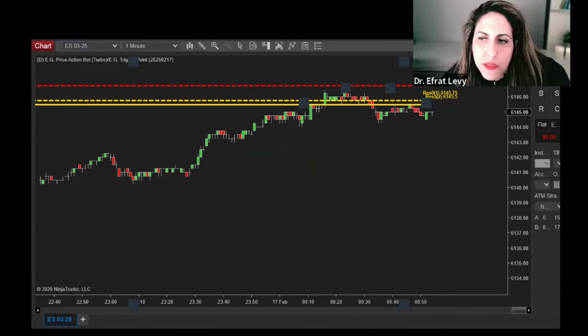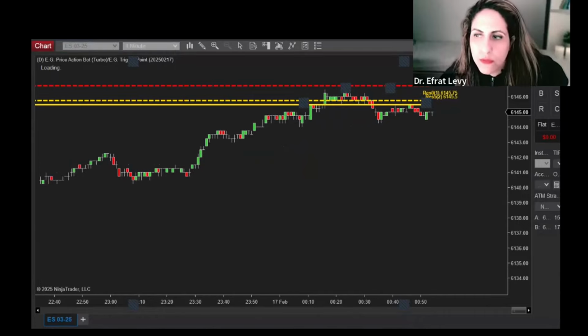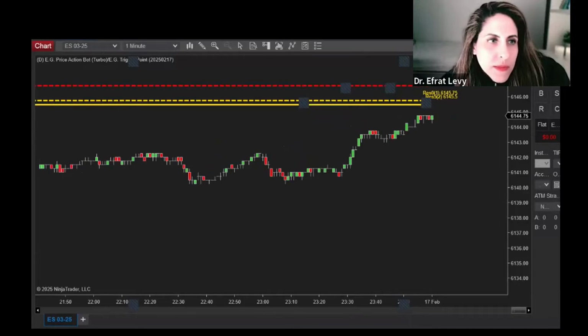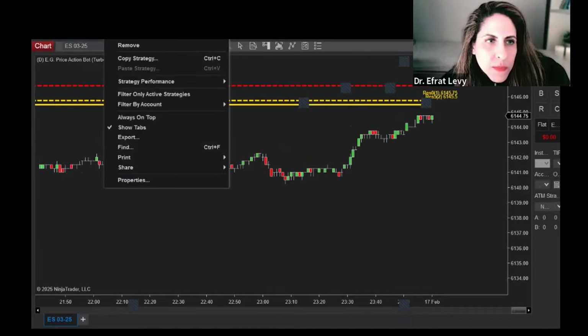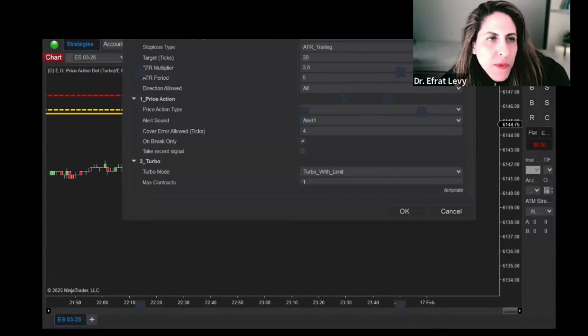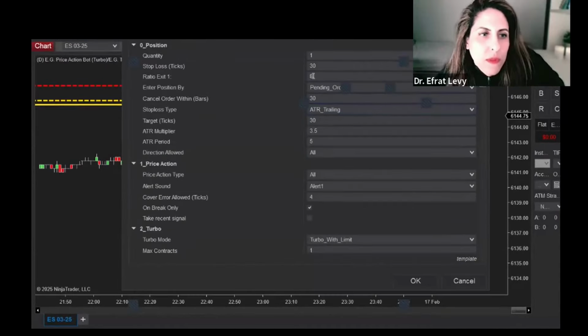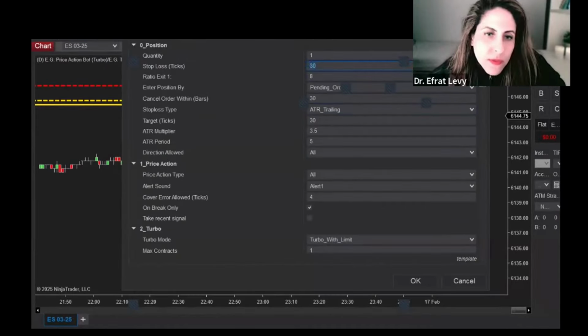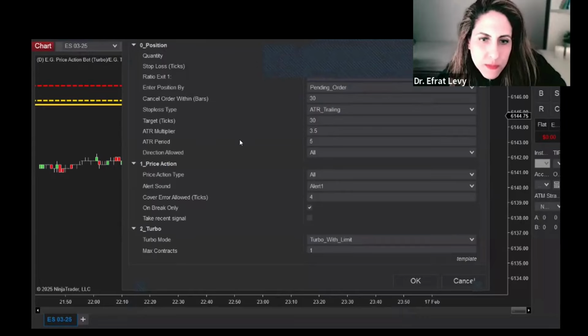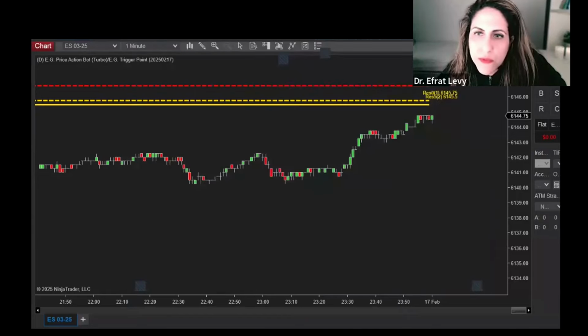Okay, so let's start from the beginning and let the bot run and see how it performed. So regarding the stop loss for ES, a reasonable stop loss could be 20 ticks. At least that's what I'm using when I backtest the automatic strategies. And pending orders, trailing stop loss. And let's see how it performs.